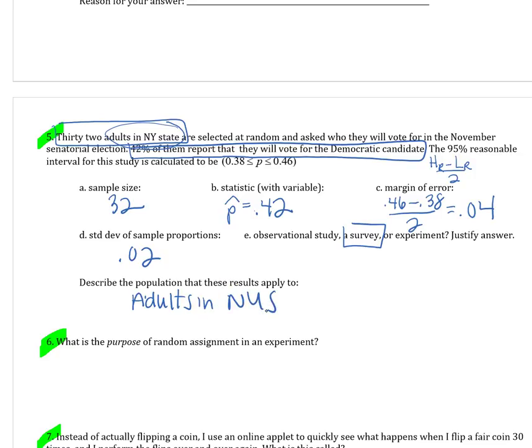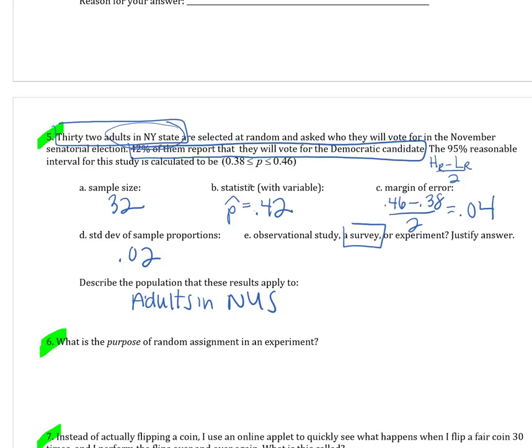Okay. What this number means is it's reasonable to say that the true proportion of adults in New York State who will vote for the Democratic candidate could be anywhere between 38% and 46%. Okay, so if I were to literally ask every single adult in New York State who are you voting for? I wouldn't be shocked if the proportion is in between these values based on my sampling techniques. Okay, so what I've done is I've used a sample to come up with a reasonable interval of what the true proportion of the population could likely be.